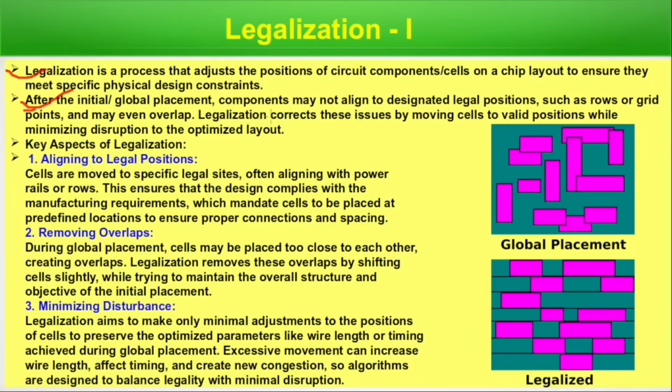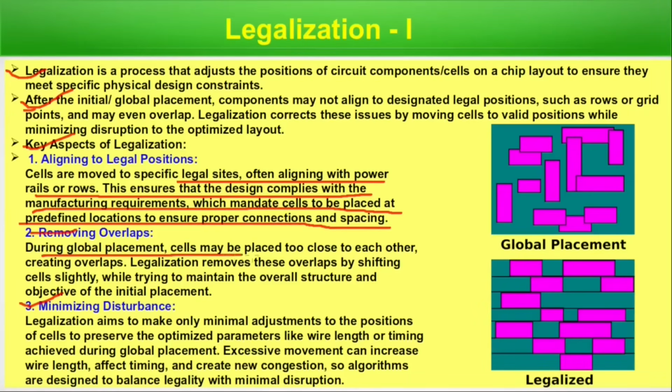After the initial or global placement, components may not align to designated legal positions such as rows or grid points, and may even overlap. Legalization corrects these issues by moving cells to valid positions while minimizing disruption to the optimized layout. Key aspects of legalization: aligning to legal positions, removing overlaps, and minimizing disturbance. Cells are moved to specific legal sites, often aligning with power rails and rows. This ensures that the design complies with the manufacturing requirements, which mandate cells to be placed at predefined locations to ensure proper connections and spacing.